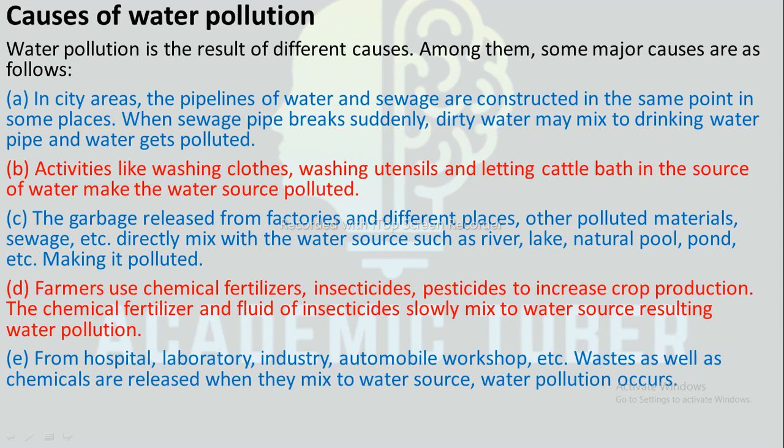Activities like washing clothes, washing utensils, and letting cattle bathe in the sources of water make the water source polluted. The garbage released from factories and different places, or the polluted material, sewage, etc. directly mix with the water sources such as river, lake, natural pool, pond, etc., making it polluted. Farmers use chemical fertilizer, insecticides, pesticides to increase crop production.